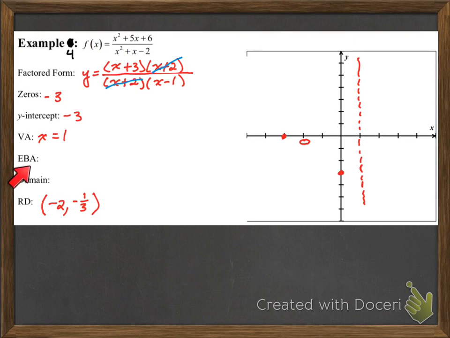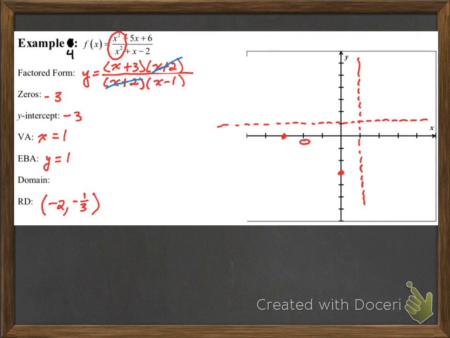The end behavior asymptote, we look at our degree. The degree of the numerator is 2, and the degree of the denominator is 2. So if you just took the leading terms, x squared over x squared, that reduces to 1. So y equals 1 is our end behavior asymptote.